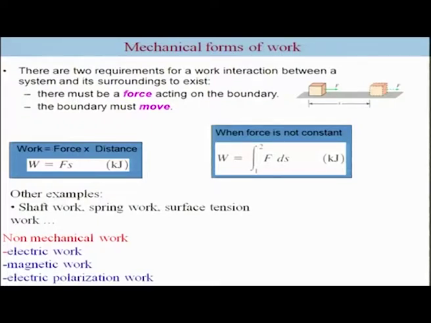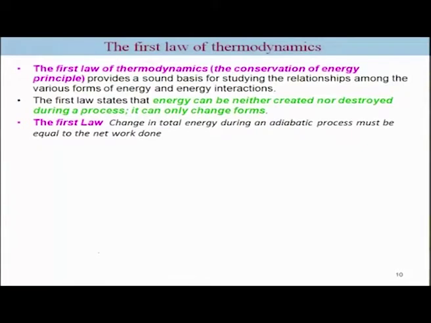You need a force in order to move the boundary. Okay, you can move the object here. So force and distance is nothing but work. Examples are shaft work, spring work, surface tension work, and in addition to mechanical work, we have electrical work, magnetic work, electrical polarizable work, and so forth. Okay. So, let me come to the formal definition of the first law of thermodynamics.